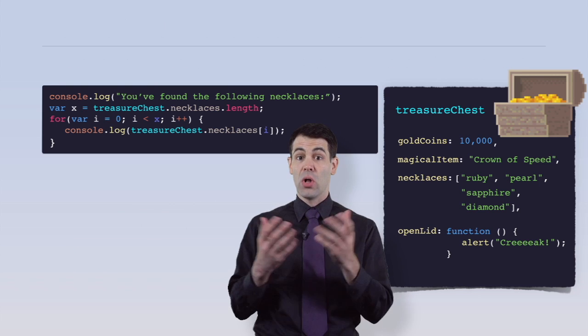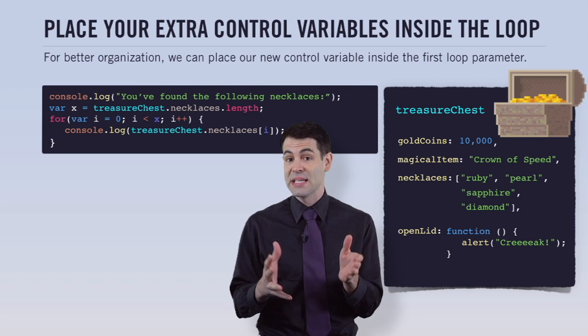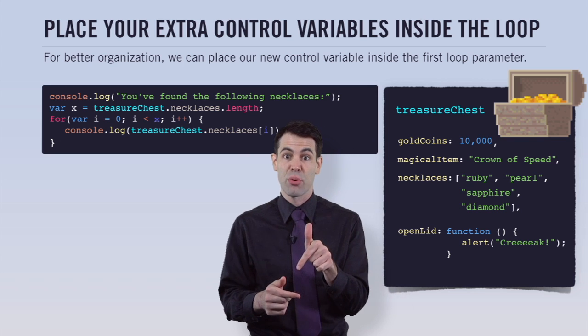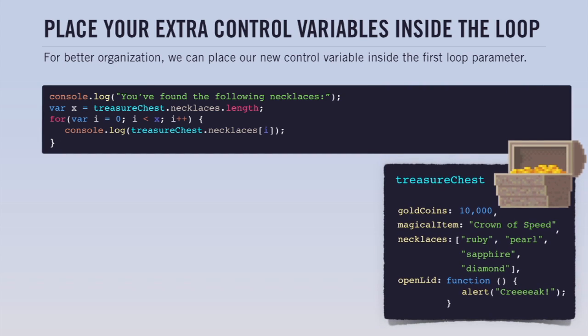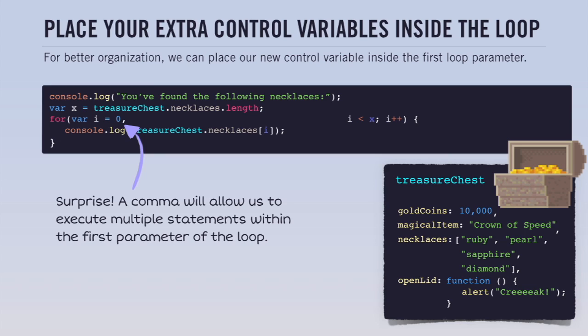So we've saved all of those steps, really cool, but we can be even better organized if we place that control variable that we've created inside the parameters of the loop. Let's take a look. First, we'll scoot our treasure chest down here and we'll give ourselves a little bit more space inside of our loop parameters, and surprise, a comma is going to allow us to execute multiple statements within that very first parameter of our loop.